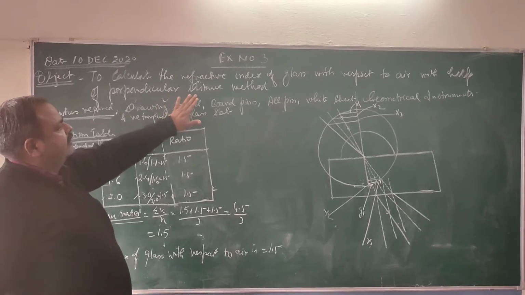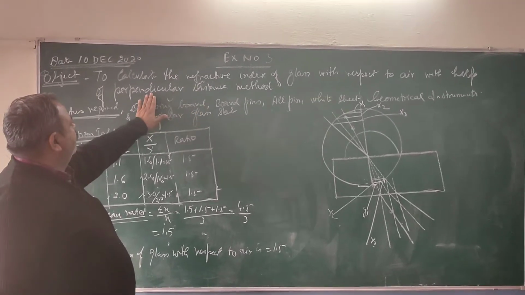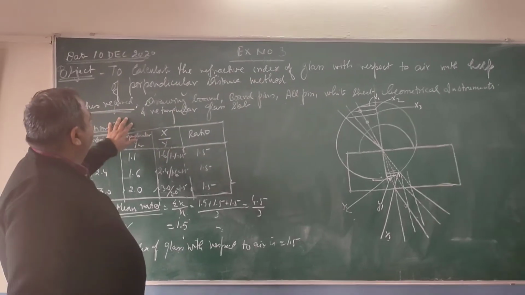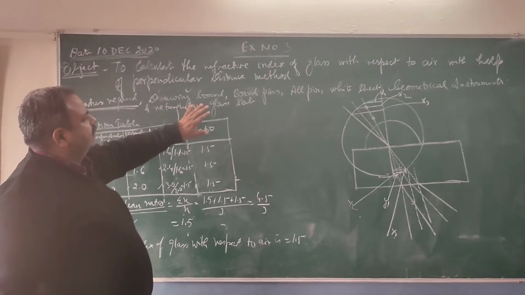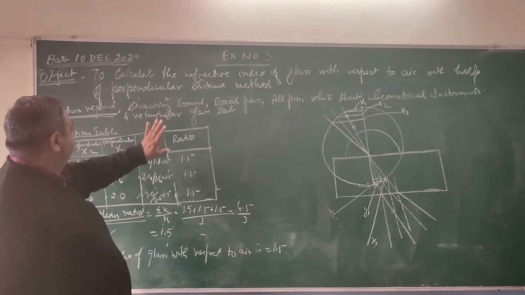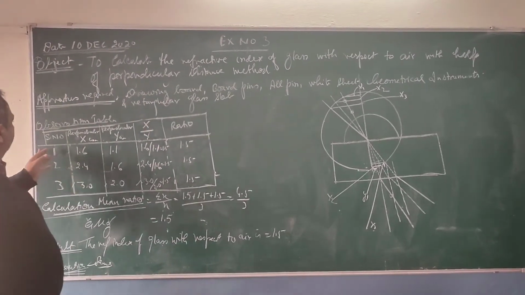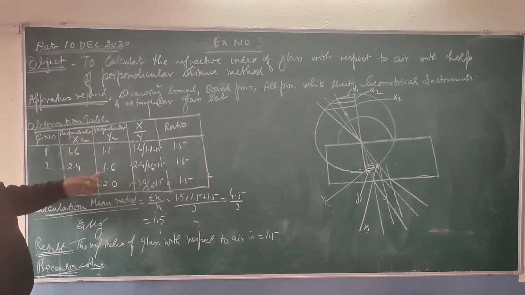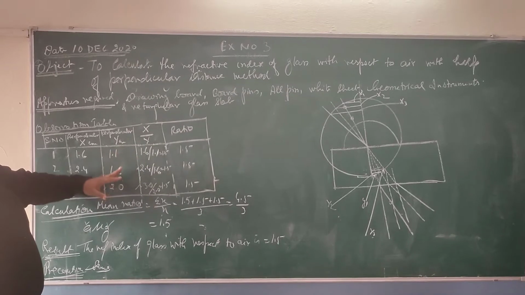Index of glass with respect to air with the help of the perpendicular distance method. Apparatus required: drawing board, ball pens, sharp pens, white sheet, geometrical instruments, and a rectangular glass slab. The observation table has serial number, perpendicular distance x, perpendicular distance y, and the ratio of x upon y, which we have to calculate.